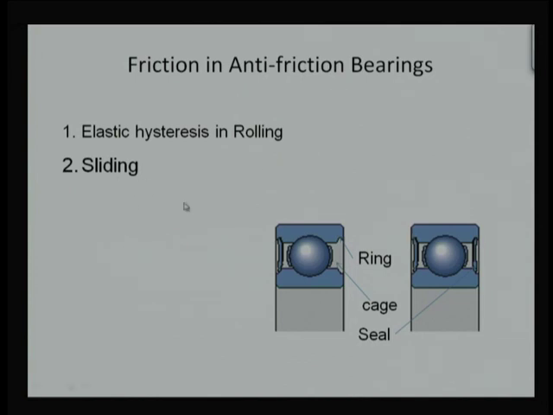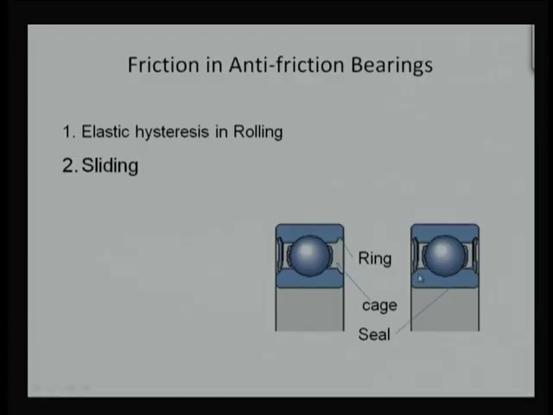So sliding is caused by the ring and ball interface, particularly when there is load in another direction. In this case, we are talking of the radial bearing, and if there is axial load, then there is more sliding. When there is a cage, naturally there will be some sliding between the cage and the rolling element. Then comes the seal, where there will be sliding because there is a contact.